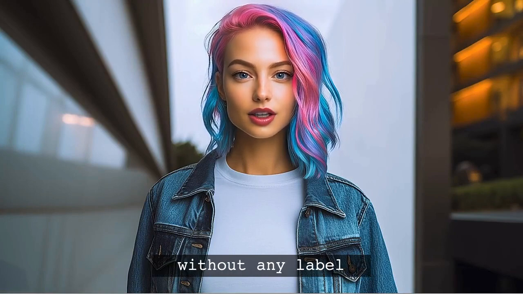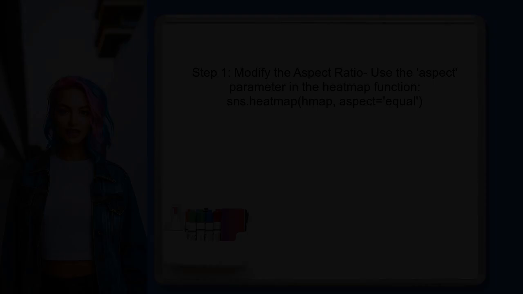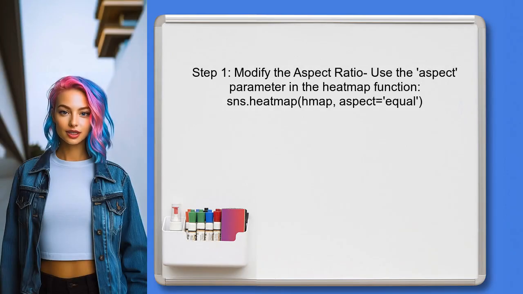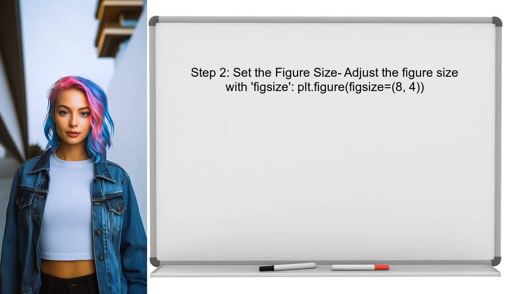without any label issues. To begin adjusting the cell size of the Seaborn heat map, the user should first modify the aspect ratio of the heat map. This can be done by using the aspect parameter in the heat map function. Next, the user can control the size of the figure itself. This is important because it directly influences the size of the cells in the heat map.